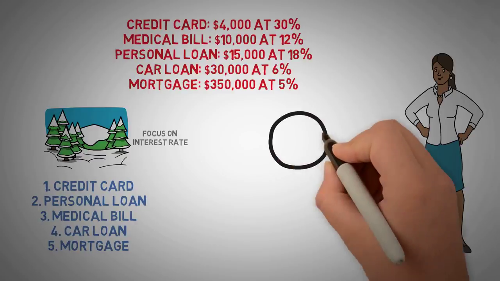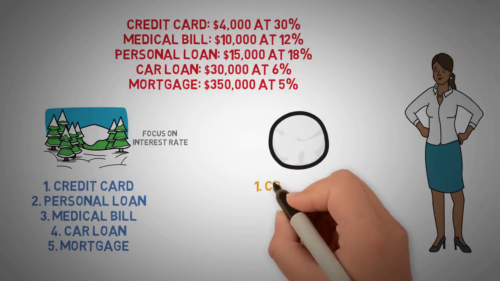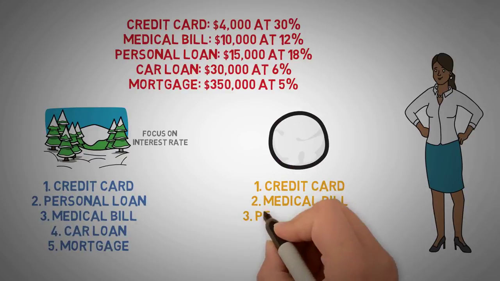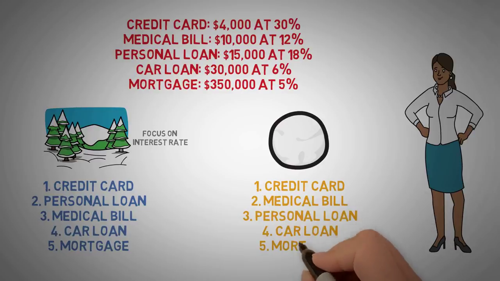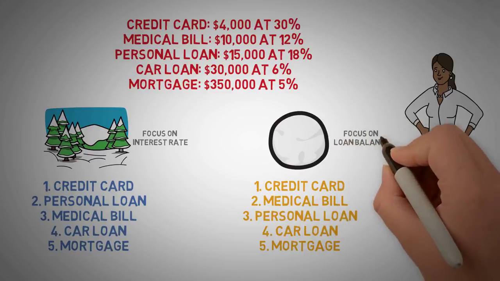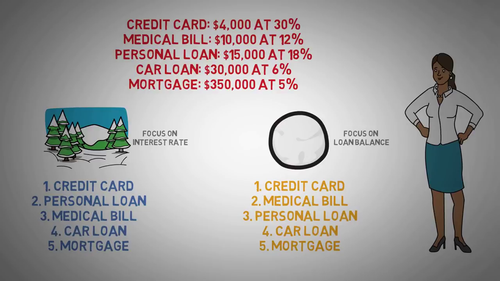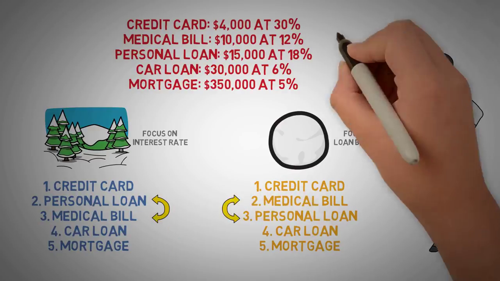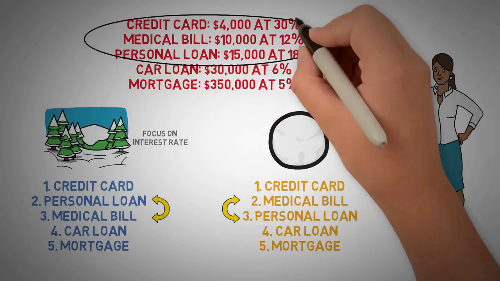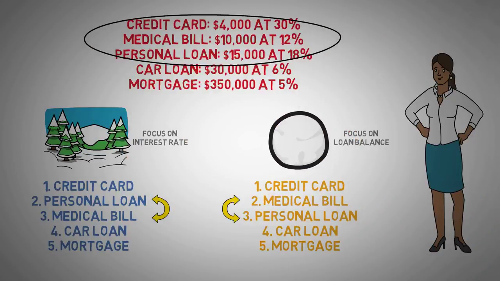Implementing the debt snowball would be slightly different. Once again, the credit card would be the primary concern. Once the credit card is paid off, they'd move on to the medical bill because it's the second smallest loan balance. Next, the personal loan would be paid down, followed by the car loan and the mortgage. As you can see, in both scenarios, the order in which the loans are repaid is very similar because small loans often carry higher interest rates.